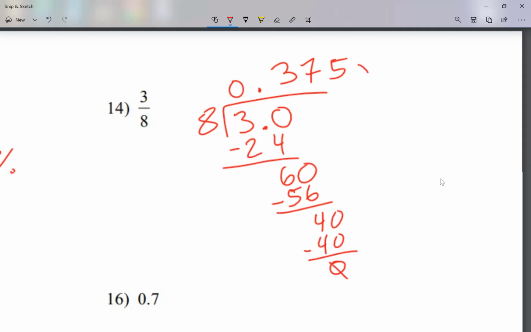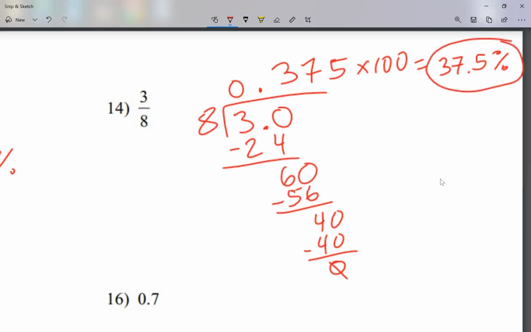So my decimal is 0.375. I need to multiply this by 100. Once I get the decimal and multiply by 100, basically move the decimal 2 places to the right. So my answer here will be 37.5%. Okay, I move my decimal only 2 places to the right. I don't always move it all the way to the right. I move it 2 places to the right. So it is okay to have decimals in your answers.